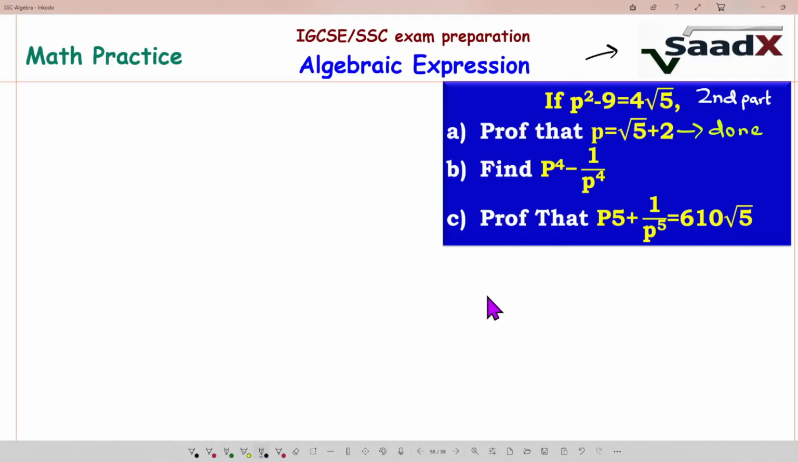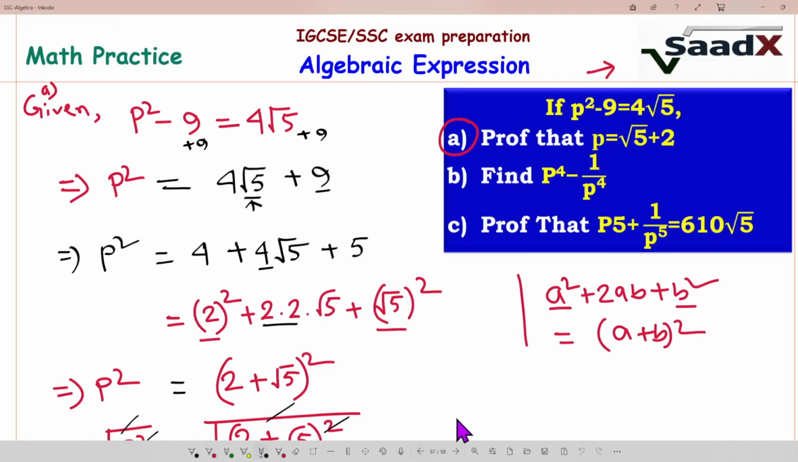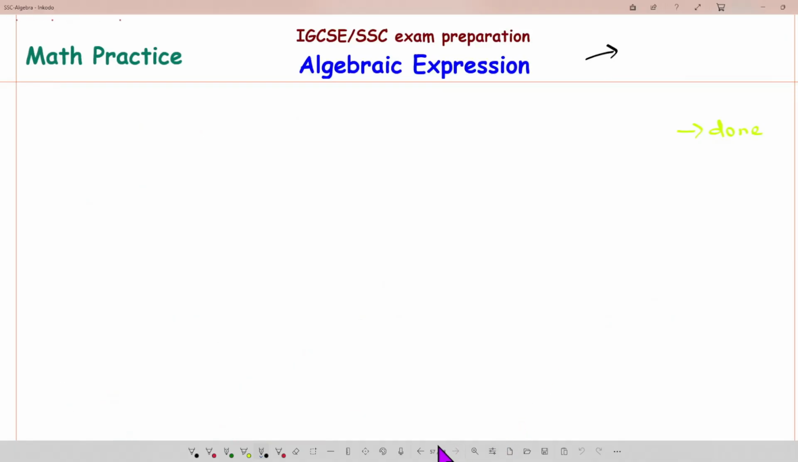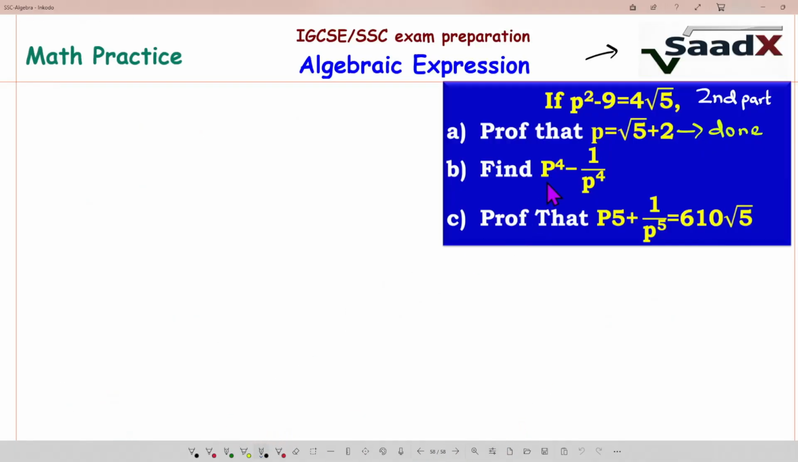I'm going to start the second part of this question. In the last part we completed part A, where we proved p equals root 5 plus 2 from p² - 9 equals 4 root 5. In this video we will find p to the power 4 minus 1 by p to the power 4. But this question also needs our given option.